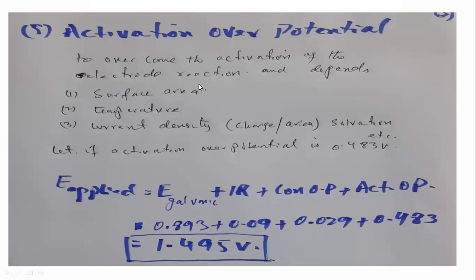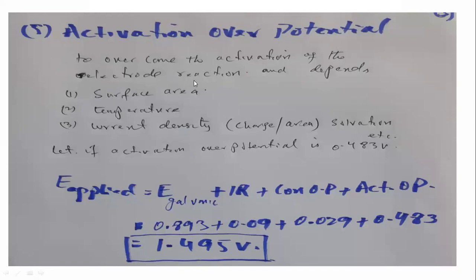Activation overpotential actually comes from the activation energy needed to overcome the activation barrier of the electrode reaction, and it depends on the surface area, temperature, or the current density. If there is more surface area, then there will be less activation. If there is less surface area, there may be more activation overpotential.